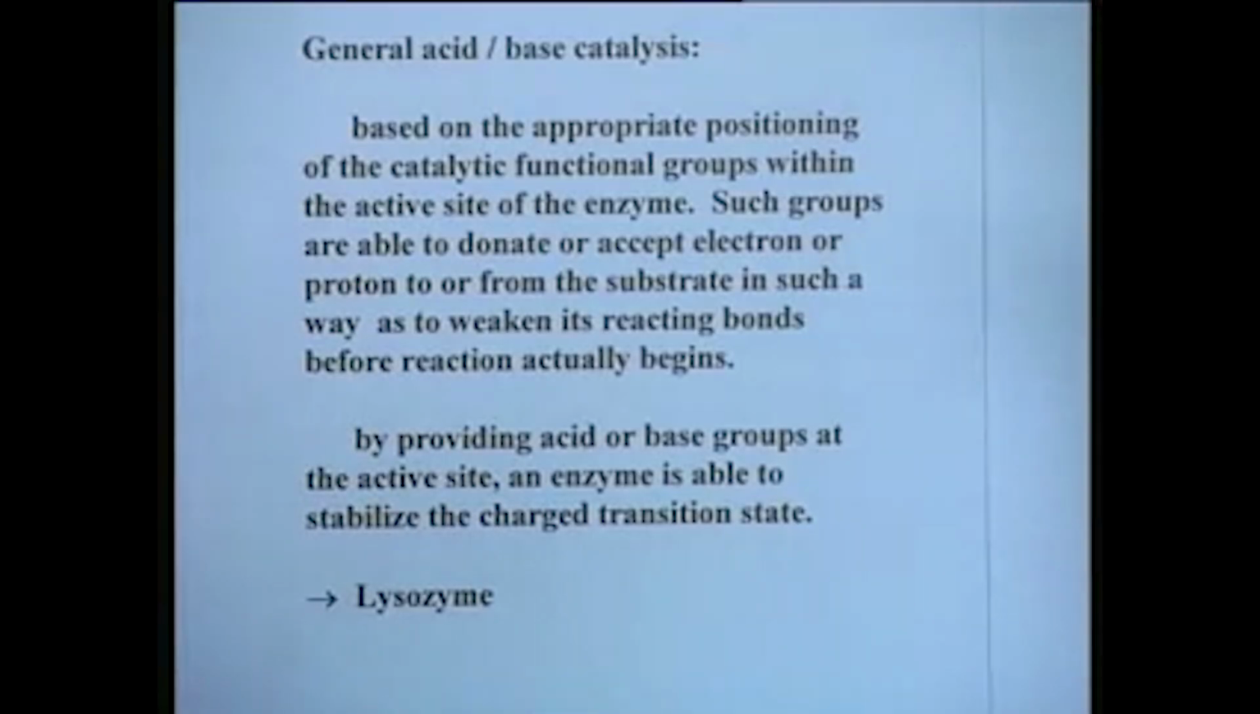Now, by providing acid or base groups at the active site, an enzyme is able to stabilize the charged transition state, and obviously it is quite logical that in such cases it will be mostly the ionic species like lysine, glutamic acid or aspartic acid that will be the functional groups responsible for acid base catalysis. A very typical example in which acid base catalysis is predominantly found is the action of lysozyme. Lysozyme is an enzyme which breaks down the bacterial polysaccharide, and that is by virtue of acid base catalysis predominantly.